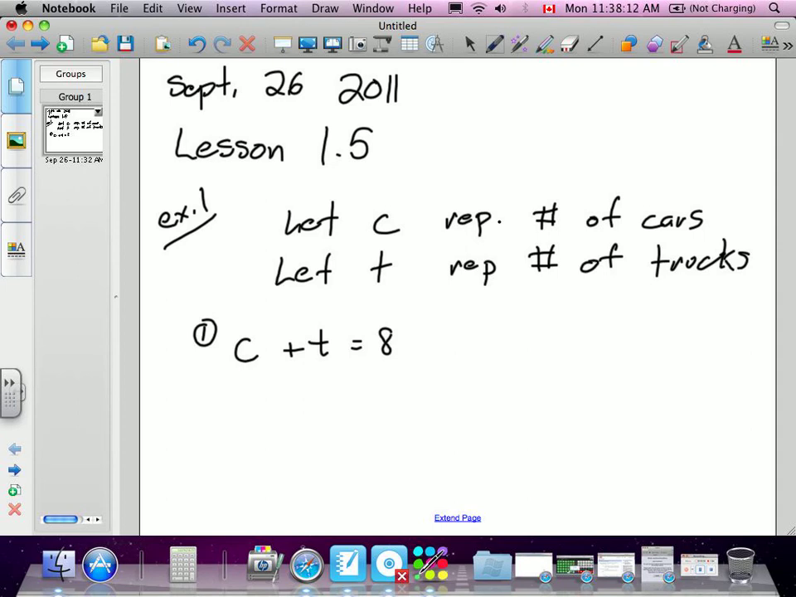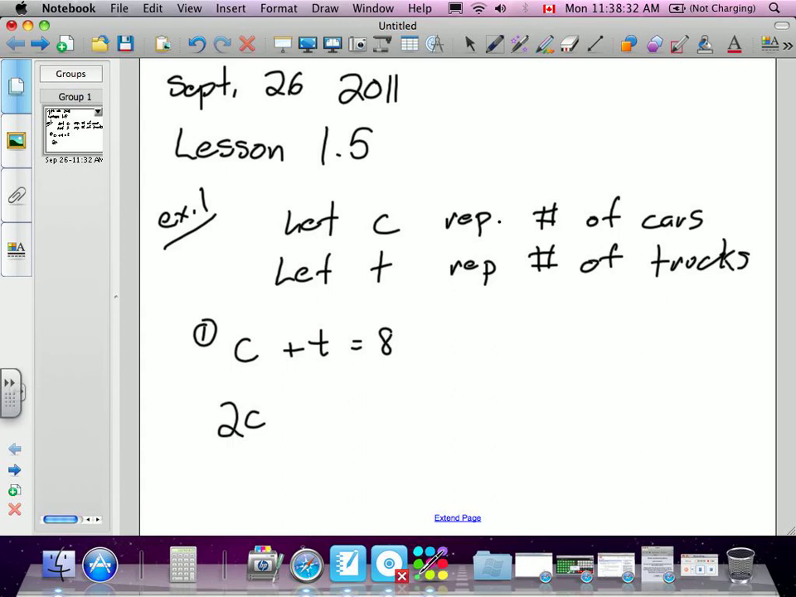He hopes to double the number of cars he has now. So, he wants to double the number of cars he has now. What does that mean? How can I set up a little term to represent this? 2C, that's right. C is the amount of cars he has now, and he hopes to double them. So he'll have 2C, and we've got to figure out the rest of the equation.